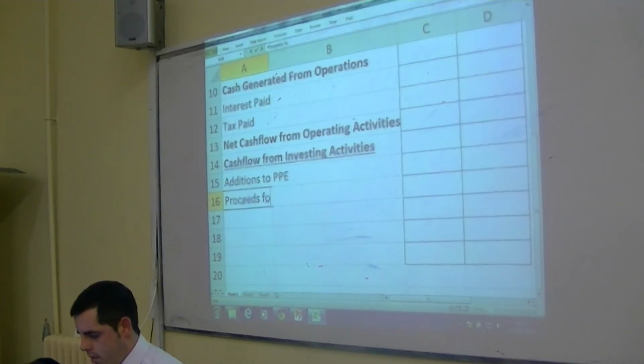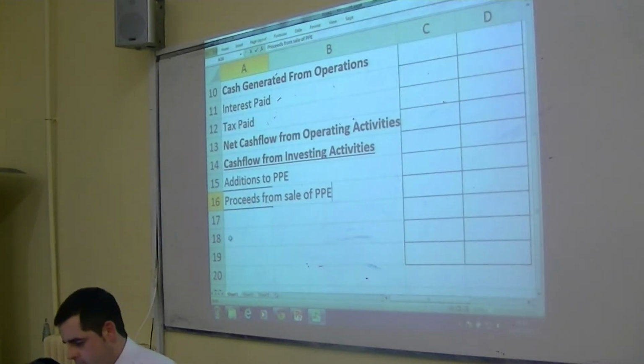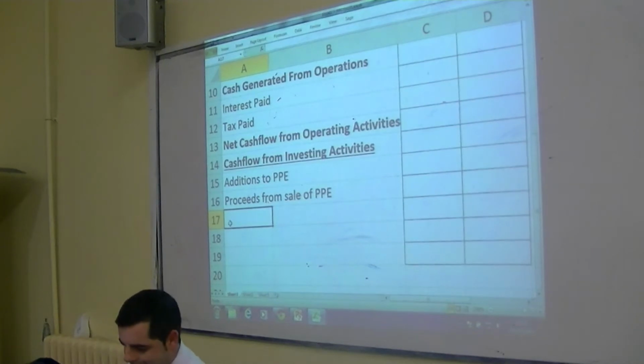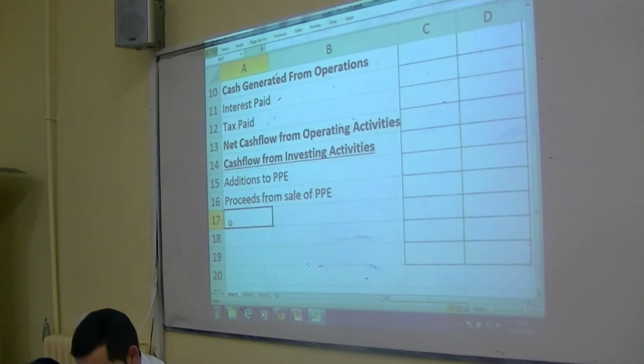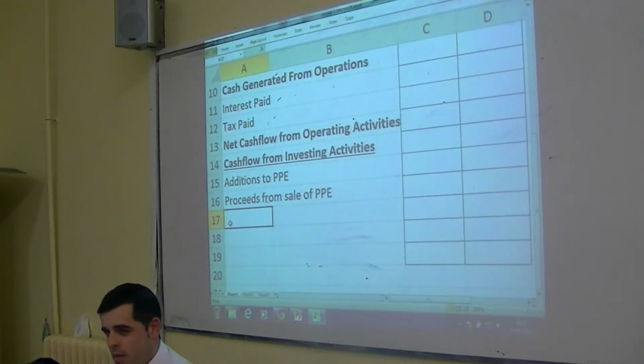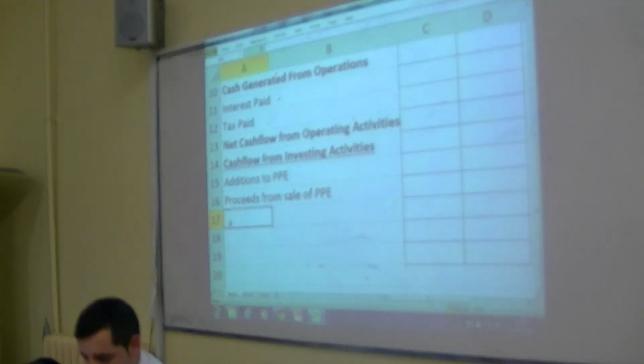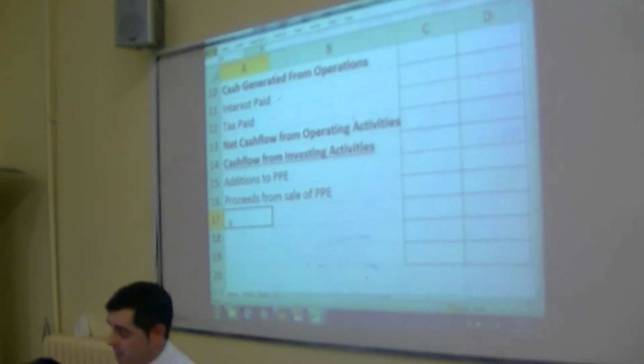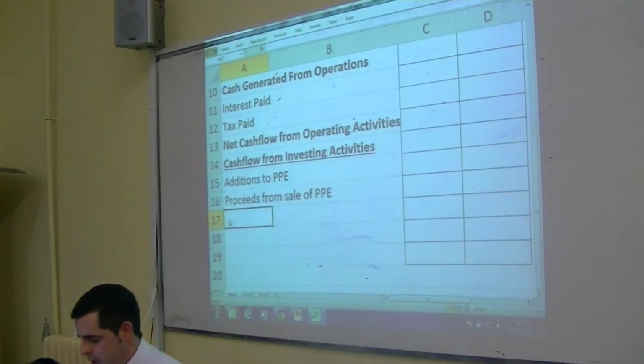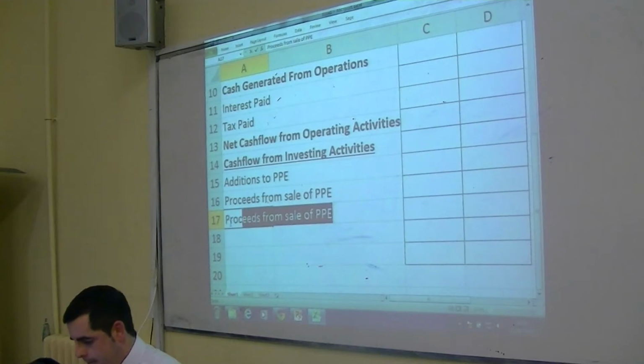Proceeds from sale of property, plant, and equipment. And what you see in this one is the sold investments. If you look at your investments there under non-current assets, they've gone downwards, haven't they? So they must have probably sold them, so we put that in proceeds from sale of investments.